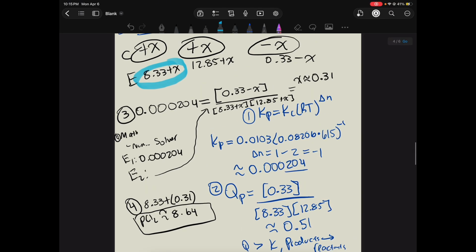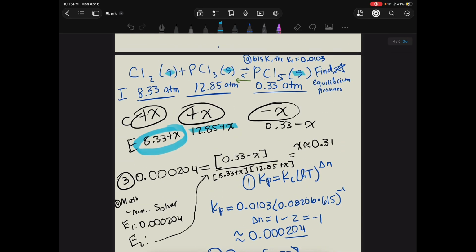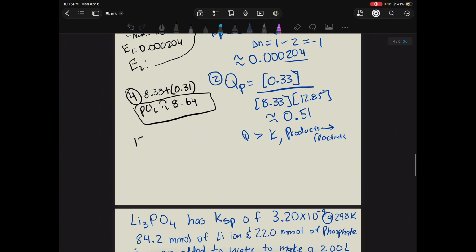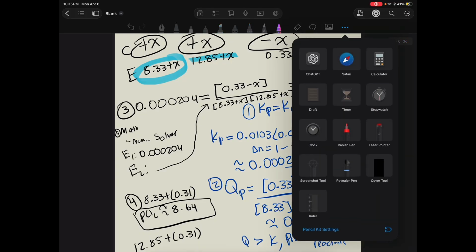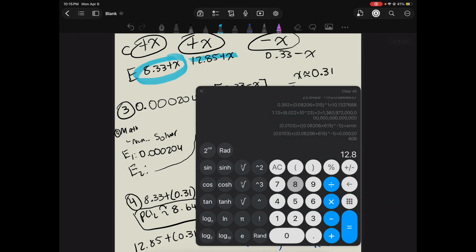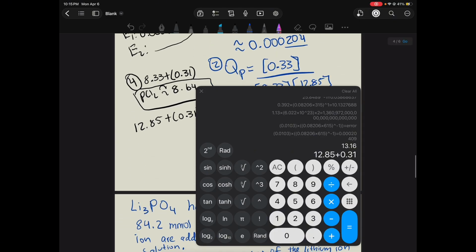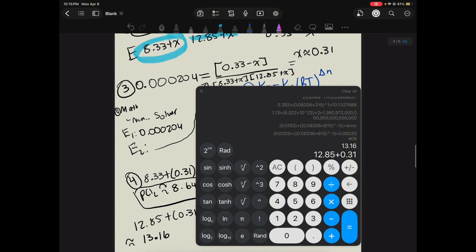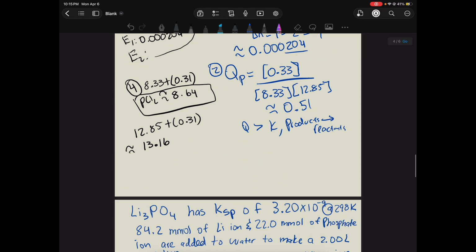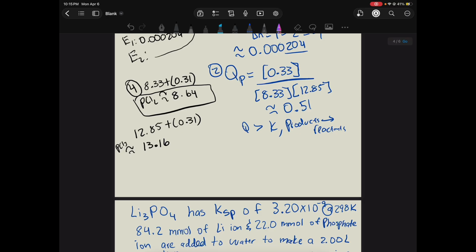Next, we see here that the PCl3 value is 12.85 plus x, so it would just be 12.85 plus our 0.31. Then I'll put this into the calculator. 12.85 plus 0.31 gets us a value of about 13.16. So this would be our PCl3 value. And also it's in ATM. I have to mention that.